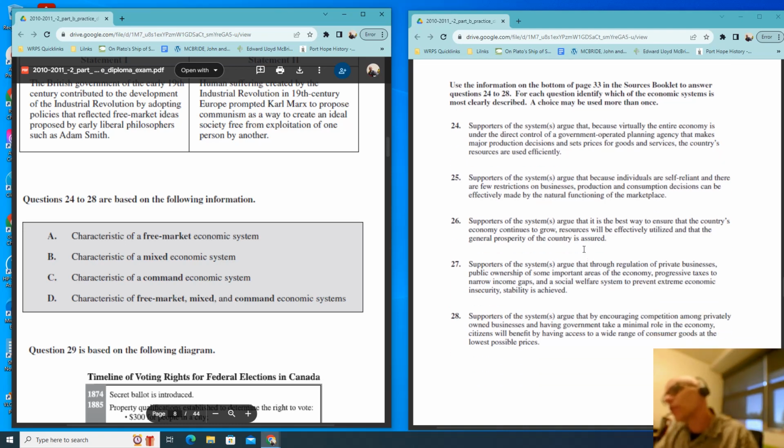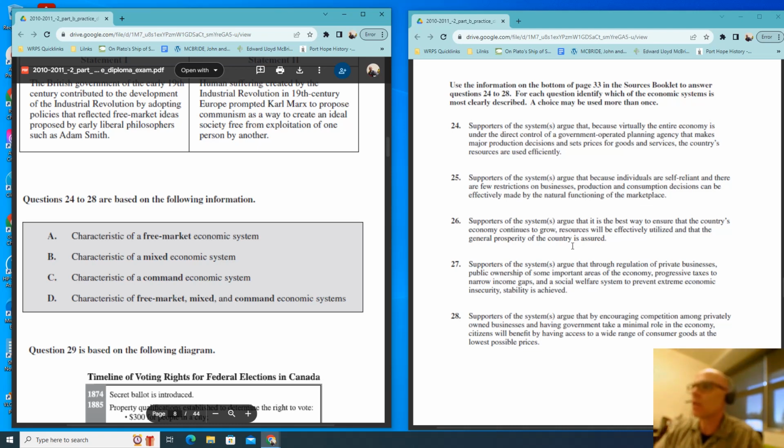Supporters of this system argue that through regulation of private businesses, public ownership of some important areas of the economy are progressive. So it's some control, right? Social welfare system, some control. Let's eliminate. We have progressive taxation to narrow but not eliminate income gaps. We're still going to have income gaps. We're going to narrow them. This is the mix in the middle then.